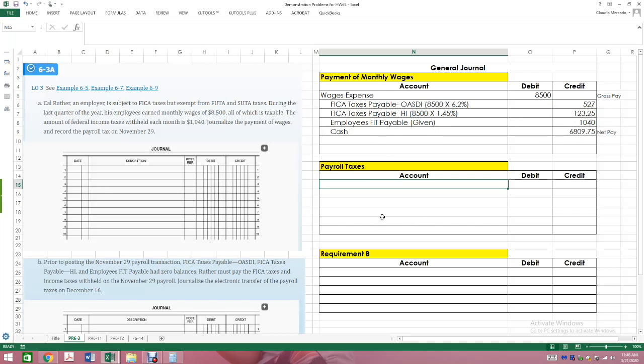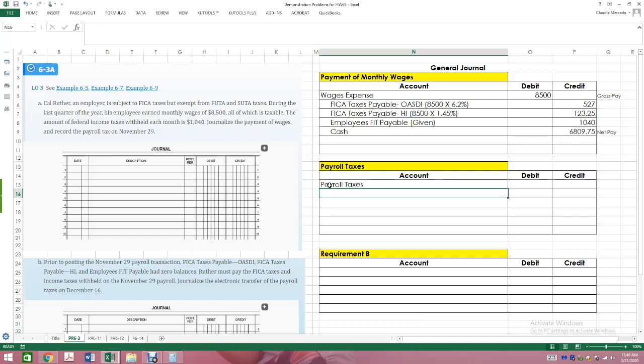Now we're going to do the payroll taxes. Payroll taxes are usually OASDI, HI, federal unemployment, and state unemployment. Now we have to be very careful in this problem. They're telling you that this employer is exempt from FUTA and SUTA. So we do not have to pay FUTA or SUTA taxes. So then we're only left with basically 2 taxes. So what are we going to do? We're going to pay our payroll taxes.